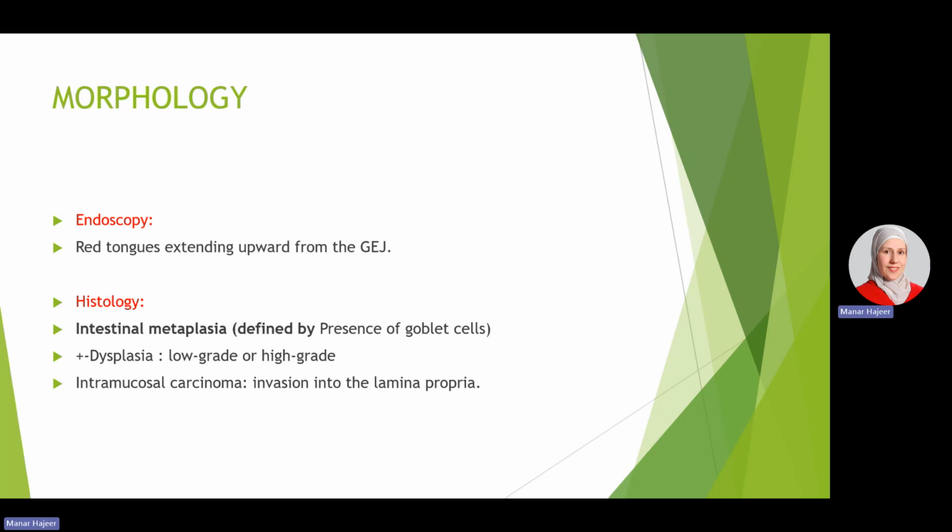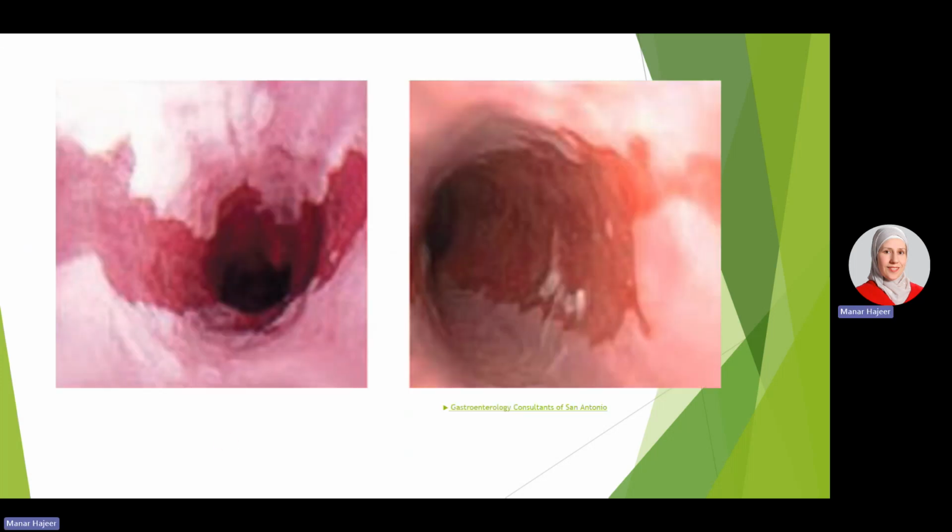We cannot diagnose Barrett esophagus without the presence of intestinal metaplasia. So biopsy is mandatory to establish the diagnosis and to follow up the case for the regression of metaplasia or the development of dysplasia, whether low grade or high grade, or the development later on of invasion, which we call intramucosal carcinoma or early carcinoma. As you can see here, we have the red tongues extending from the gastroesophageal junction upward. This is the red tongue here. Biopsy from these red tongues will highlight the presence of intestinal metaplasia and goblet cells.